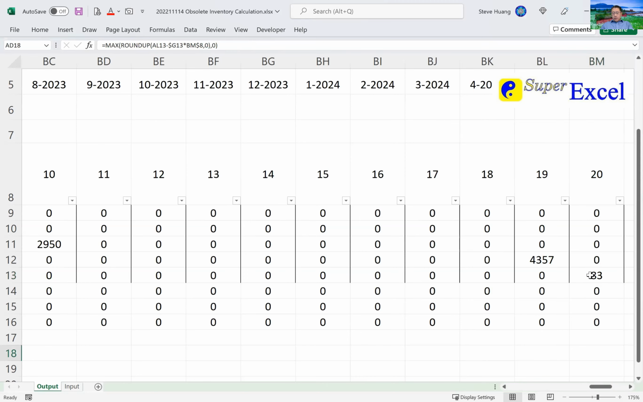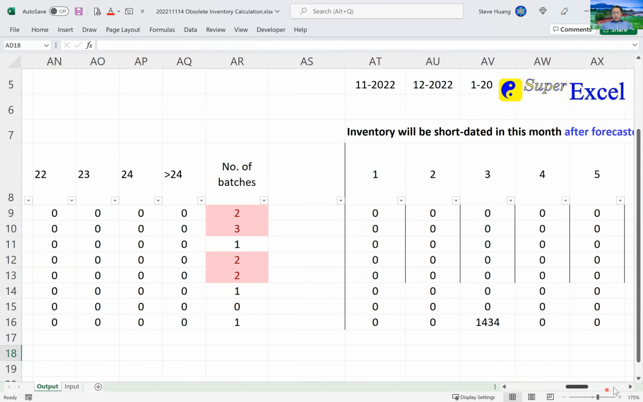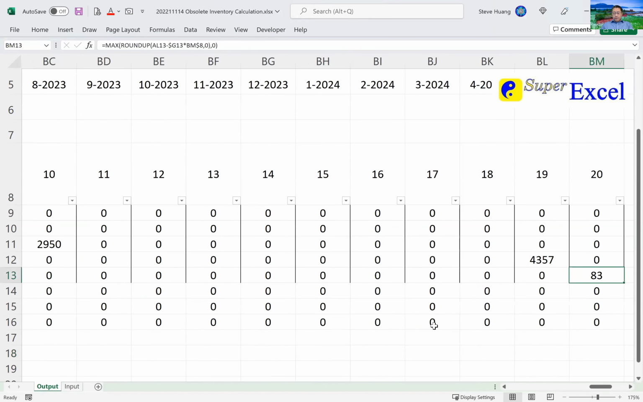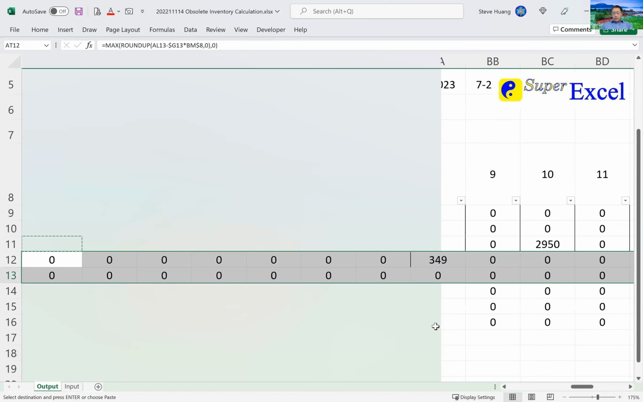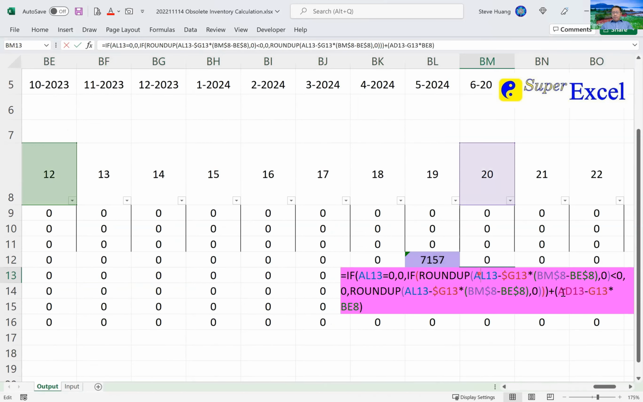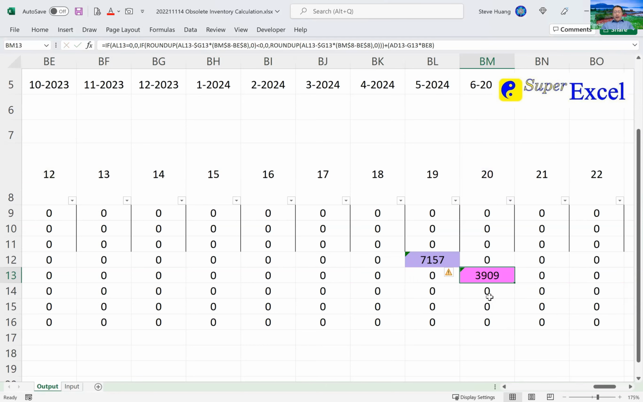Actually, let me undo. So you will see she, oh, let me undo one more time. Undo one more time. Yeah, so she will have to do some manual adjustment over here. So that is her challenge.